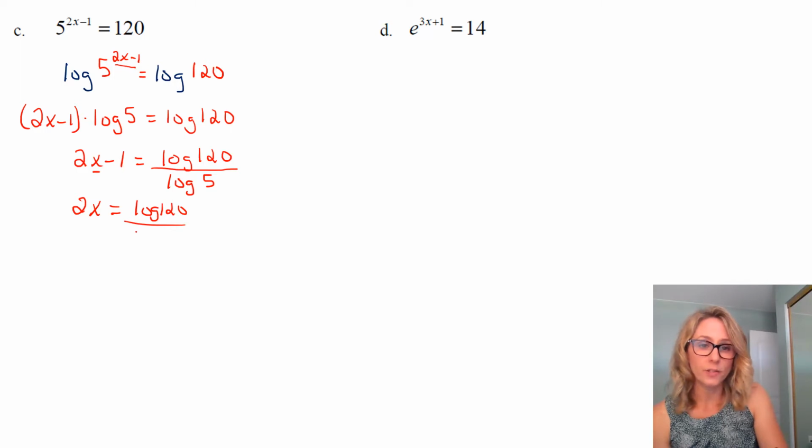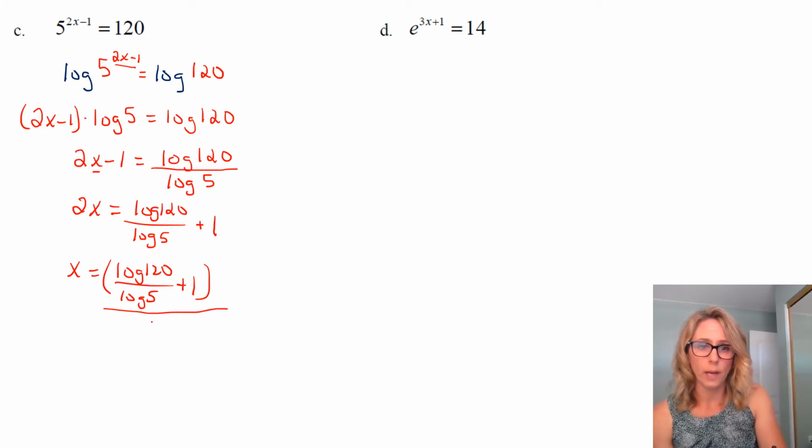And this really is just a linear equation at this point. It's just that it has this weird log 120 divided by log 5, but again, that's just a number. So we'll add 1, and then we're going to divide by 2. So our final answer is log 120 divided by log 5 plus 1, whew, that's a whole lot of something, divided by 2.